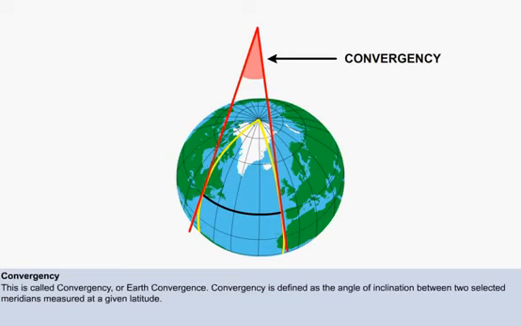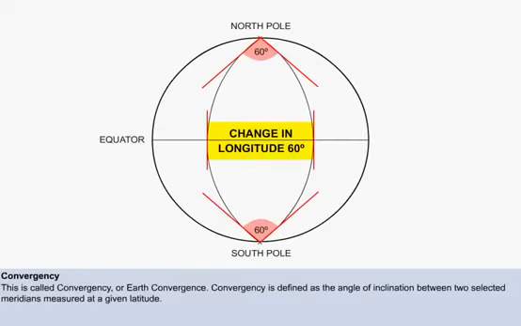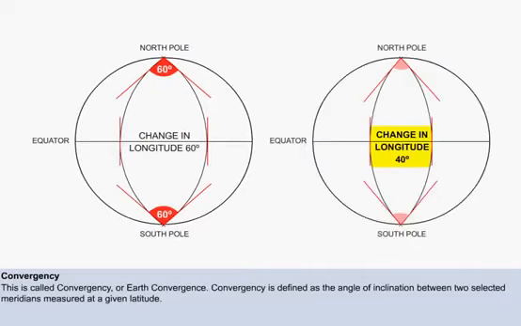Convergency is defined as the angle of inclination between 2 selected meridians measured at a given latitude. Both of these elements are necessary to define convergency. For instance, this diagram shows a change of longitude of 60 degrees, and the convergence at the poles is therefore 60 degrees. But if the change of longitude between the 2 meridians had been 40 degrees, the polar convergence would have been 40 degrees. Change of longitude is therefore a necessary part of the definition.